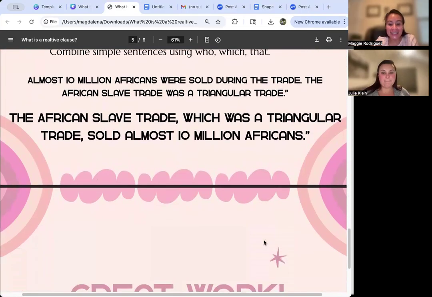Very good. All right, Julie. Now I'm going to read you one, okay? And you're going to tell me where we put the relative clause. The slaves came to the New World. They traveled through the Middle Passage. What can we add? Hmm. The slaves who traveled through the Middle Passage came to the New World. Yes, very good.